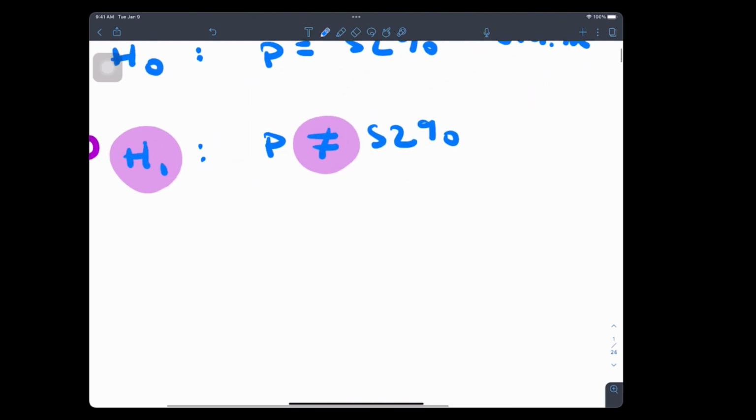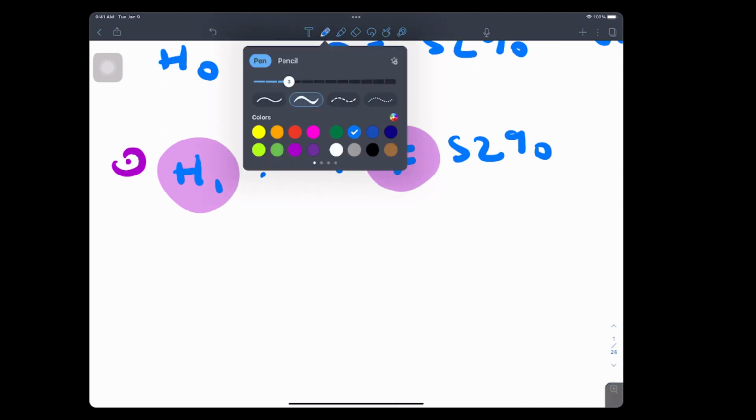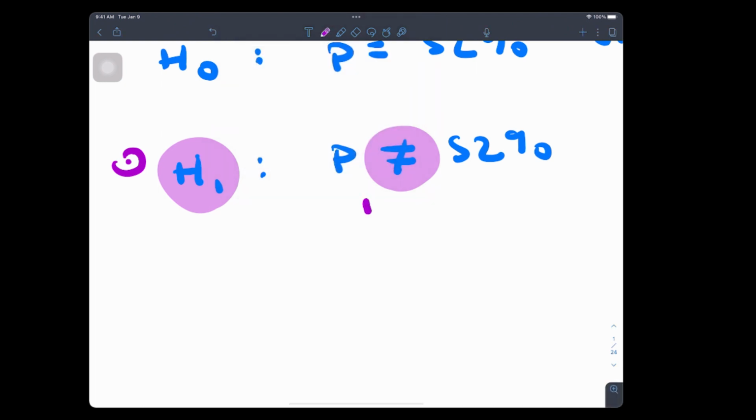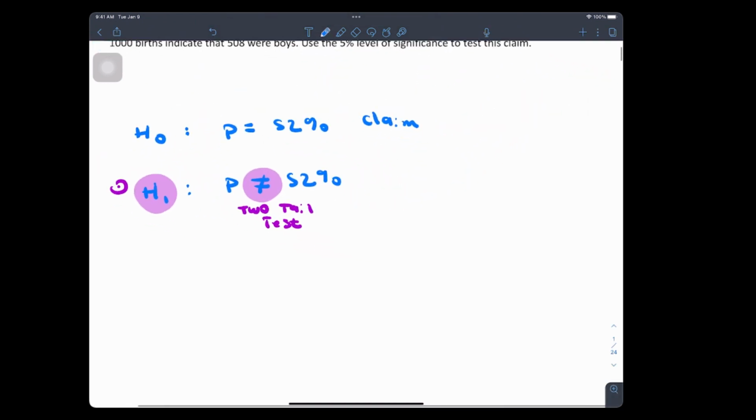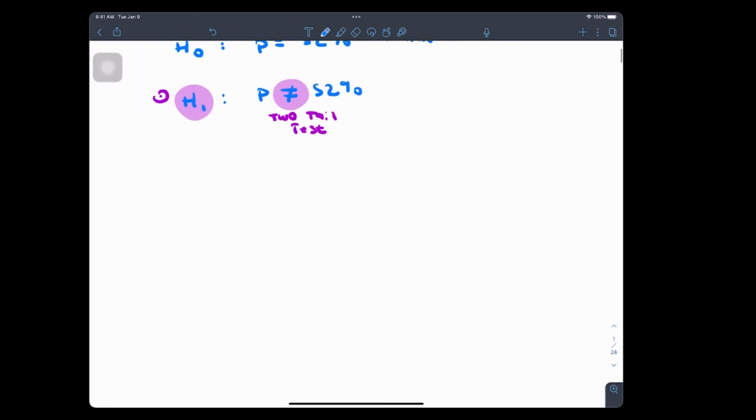So when you see the not equal, what does that always mean? It means you have a two-tailed test. Okay, so this is what you do. This is the process. This is a two-tailed test. So what do you want to draw a picture of then? You draw a picture of the bell with what? Two tails.